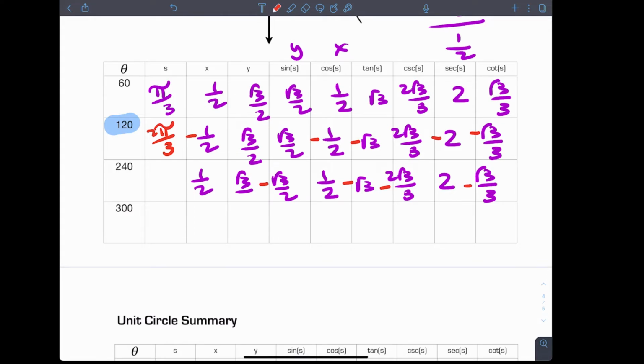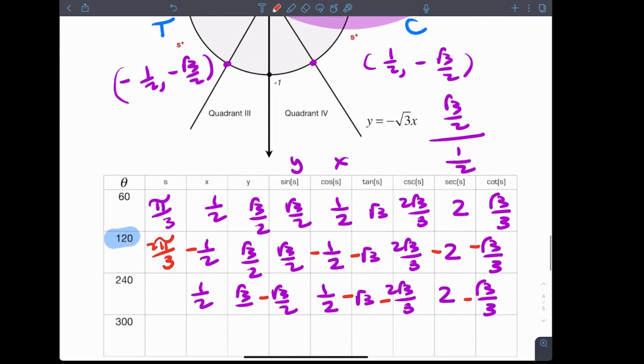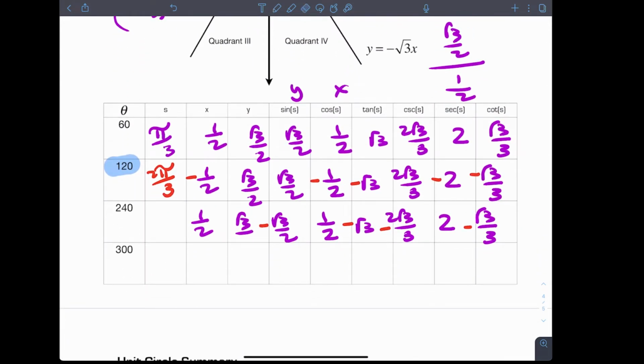Did I make a mistake on that one? Oh. All students take. You're right. T. T for what? Tangent. Tangent's positive. What does that mean? Both sine and cosine. Yeah. So both sine and cosine are what? Sine and cosine are negative. Cosecant and secant are negative.